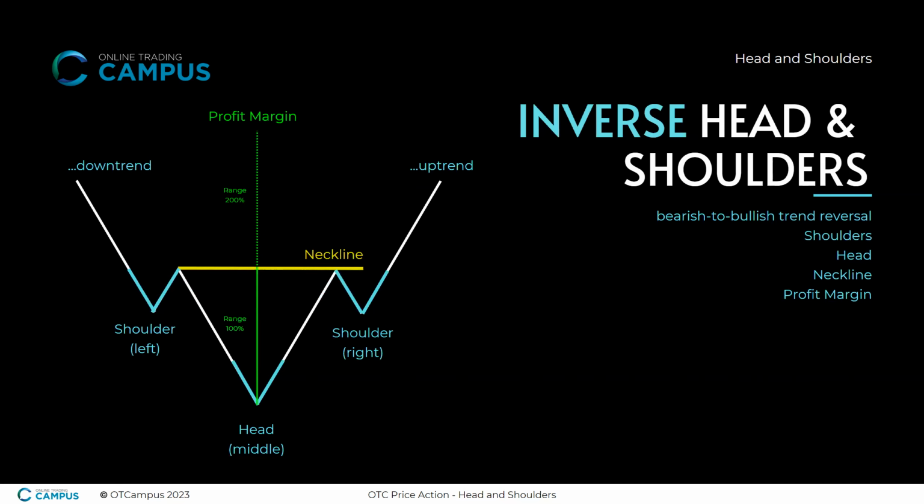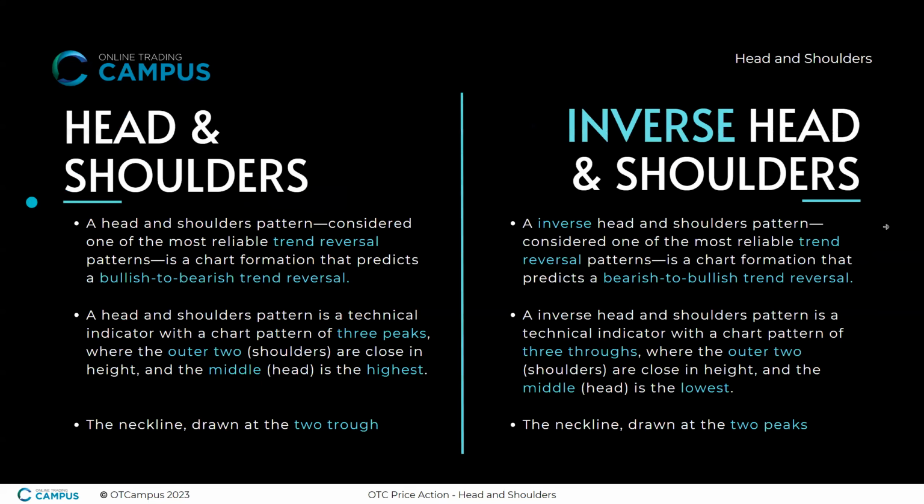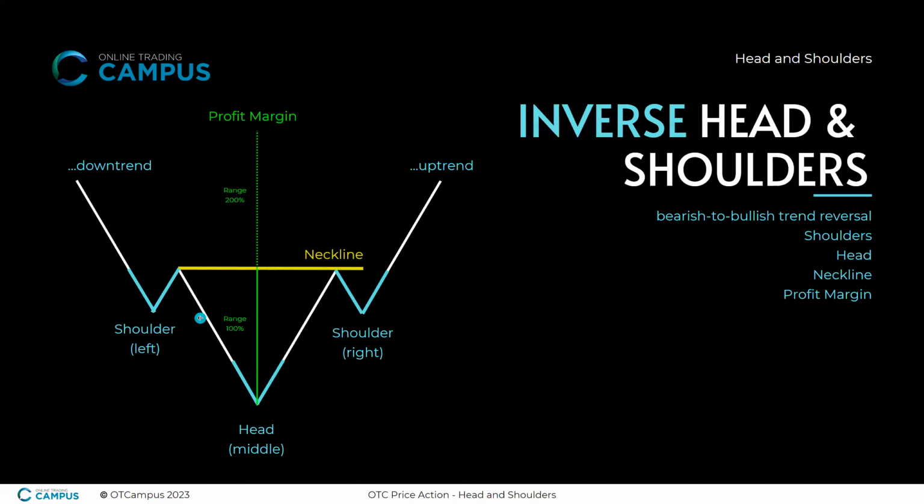Let's talk about the inverse head and shoulders. Of course, it's inverse here. It means we have not an uptrend but a downtrend first, with lower lows and lower highs. Then this is our left shoulder. We get a drop, the left shoulder, a rally, another drop, a lower low. This is our head. It must be lower than the left shoulder's low.